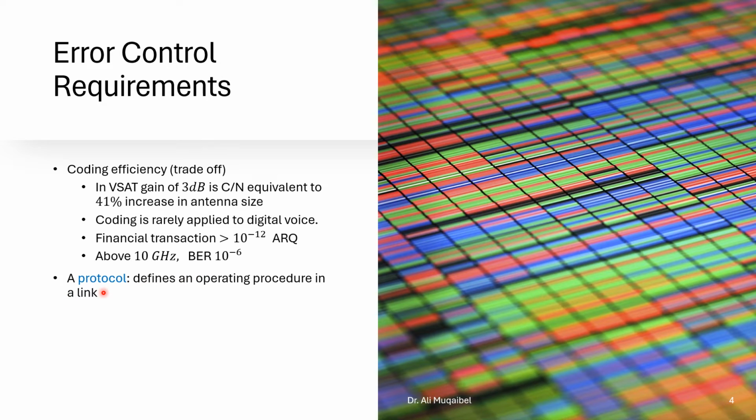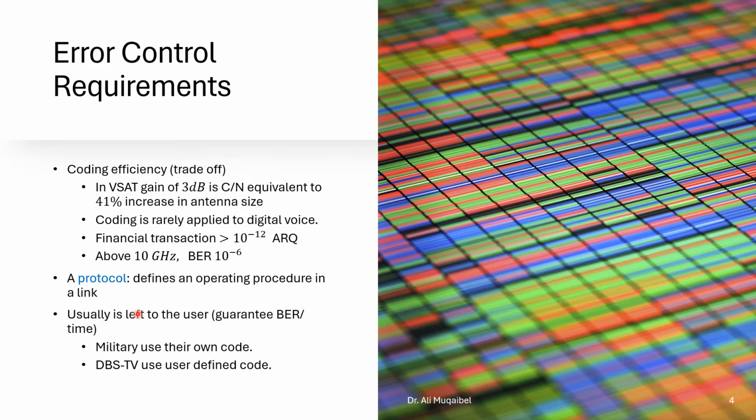One of the terminologies also used in satellite applications or otherwise is a protocol. The protocol defines an operation procedure in a link, whether the coding protocol used or whatever protocol is used for communication. Usually, the encoding is left to the user. So there could be coding at the workstation, at the Earth station and satellite link, but also there must be some level of coding that's used for the user or left for the user to guarantee a certain probability of error for a given time or percentage of the time.